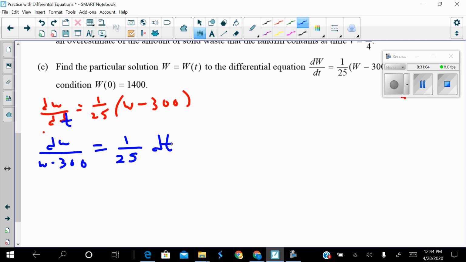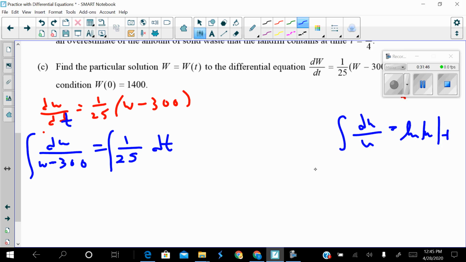W's on one side, t's on the other. This constant, this 1/25, I like to leave it on the independent variable side because your goal is to get w by itself. Even though technically they could be on either side, it's easier this way. Now we've separated, we have to integrate. And when we integrate, we put the plus c on the independent variable side, the t side. Now look at the left side. It's a du over u. The numerator is the derivative of the denominator, right? Whenever you have a situation like that, you get ln absolute value of u plus c.